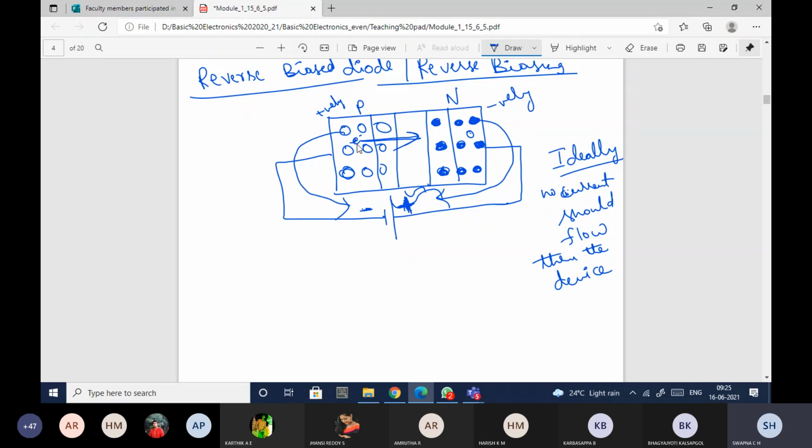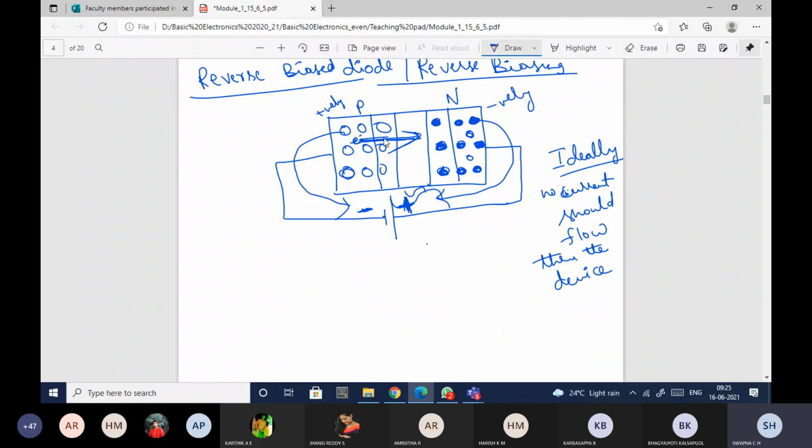Because these electrons are connected to the negative terminal here, the current will start flowing in this direction, but this current will be very less. The reason behind that is you'll have very few minority charge carriers present. That is the only reason we call it minority. Holes are majority in P-type. Majority means more, minority means less. So you'll have very few minority charge carriers present as electrons, and very few present as holes in N-type. So electrons will start moving in this direction, but it is of very less number.